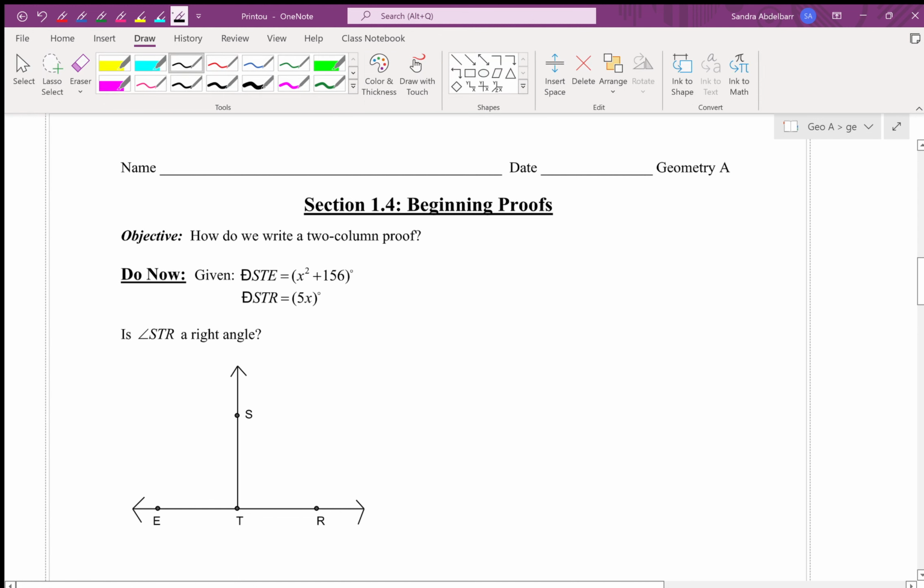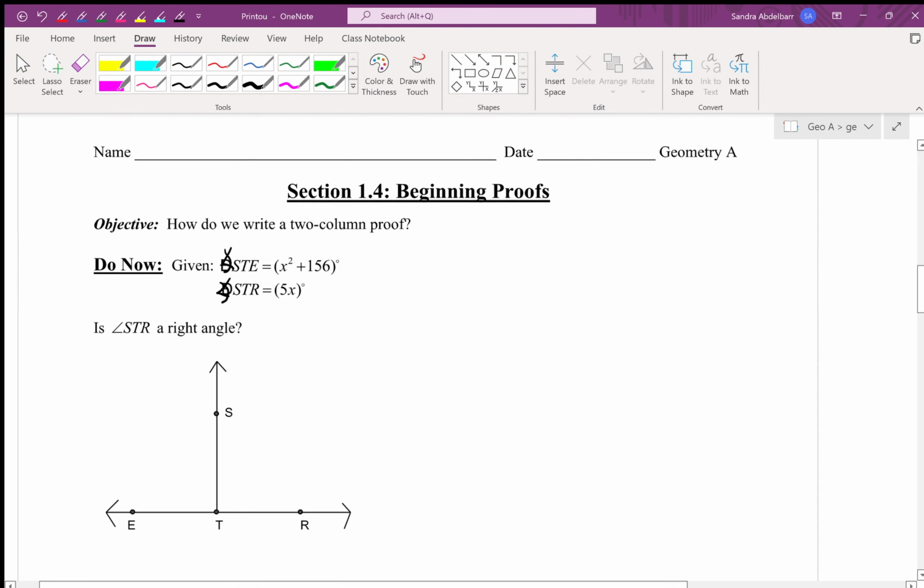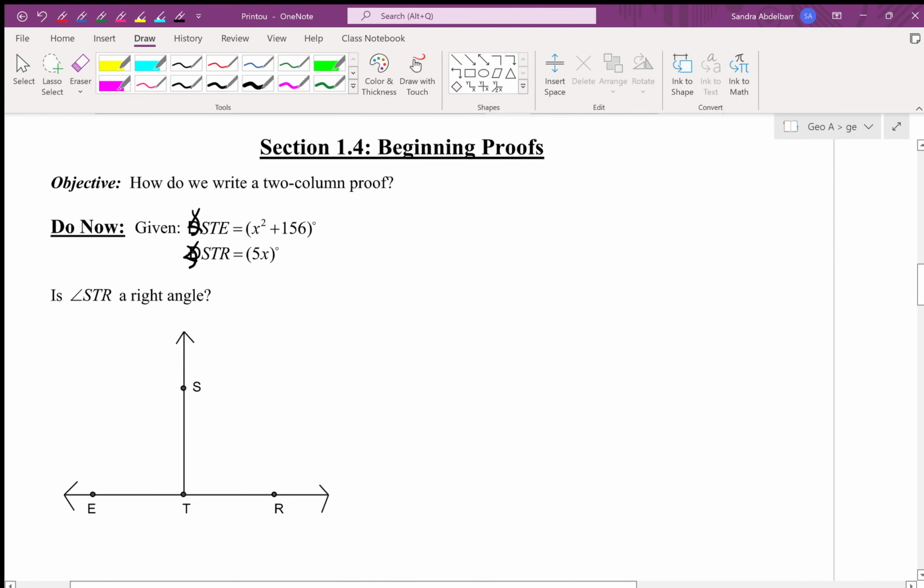So my symbols got distorted when it came into OneNote, but let's go through the do now. Given angle STE is represented by x squared plus 156 degrees, and angle STR is represented by 5x degrees. What is the most important thing we do with our given information?